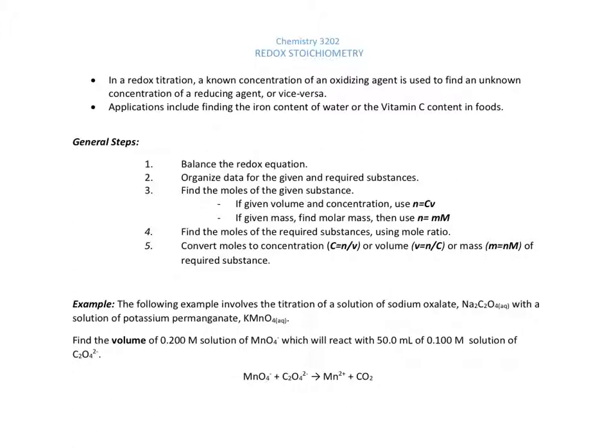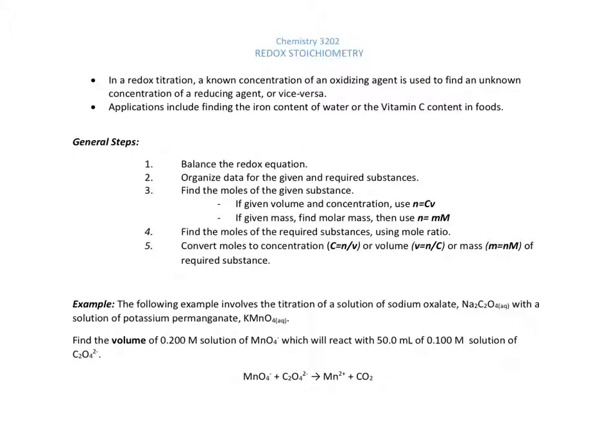Instead of having an acid or base in an Erlenmeyer and an acid or base in a burette, we're going to be using oxidizing agents and reducing agents. For example, some applications of redox stoichiometry is finding the iron content of water or to find the amount of vitamin C content in various foods or drinks.